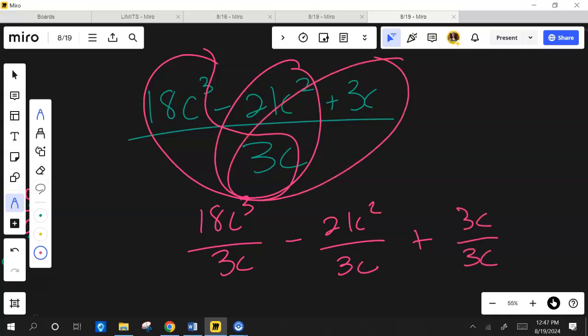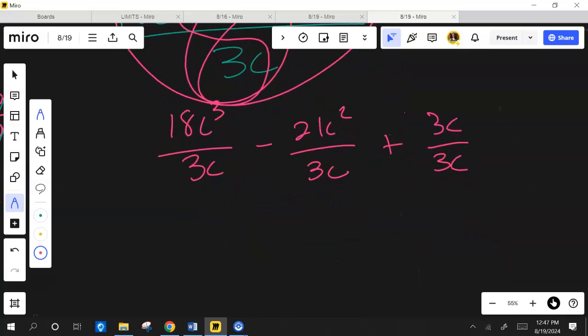All right, let's work with the numbers in front first, and then let's move on to the variables. How about the first one? 6c, and then 3 minus 1, 2. That's exactly right. Minus 21 divided by 3. How about 3c over 3c?